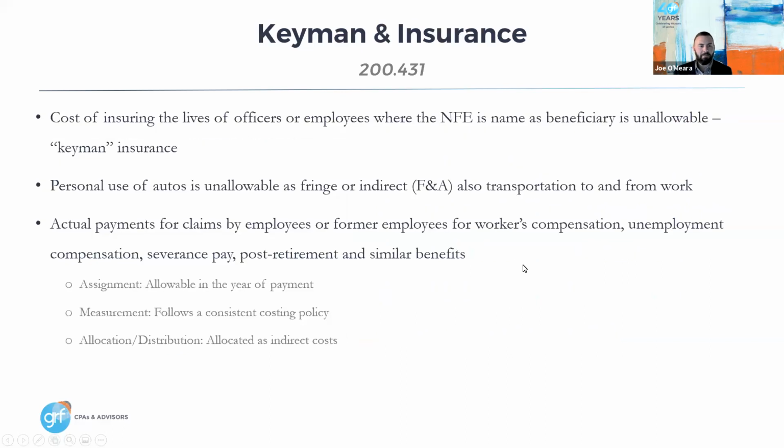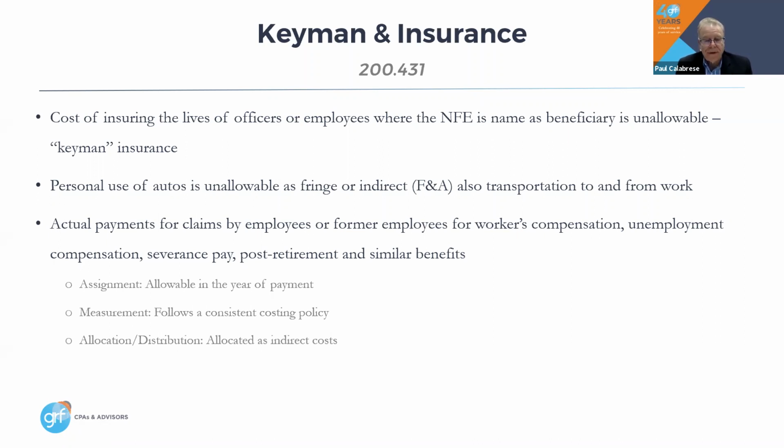Keyman or key person insurance is a little bit different. It's insuring the lives, generally, of either the executive director or someone high up, a COO, where they're the rainmakers, and God forbid, should they die, the organization gets the benefit from the policy. They have their own private insurance for their families, and that is not allowable.